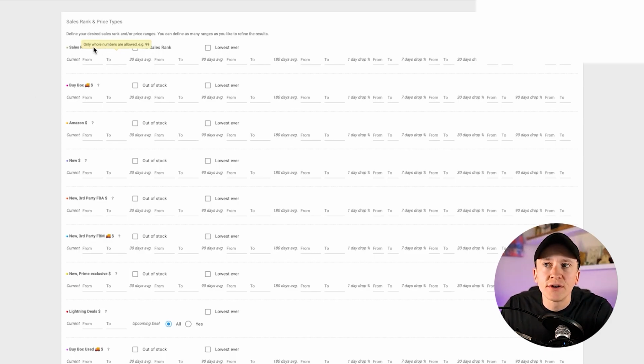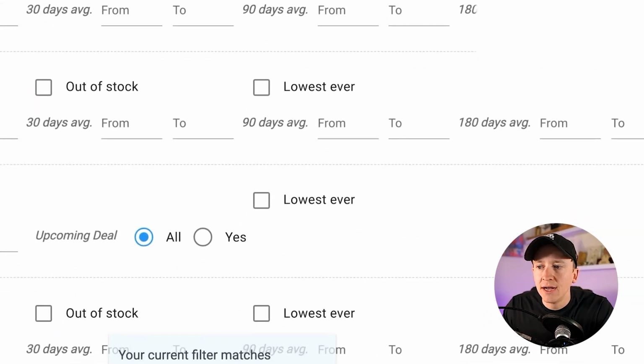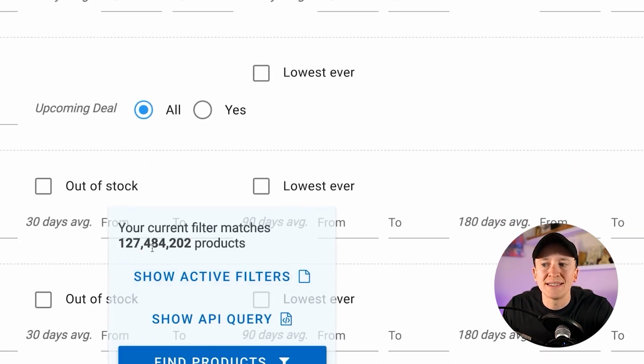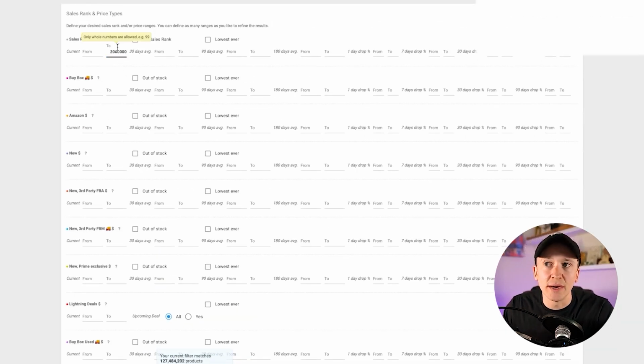Now, here is a very important one. This is the sales rank chart. If you're looking in a particular category, you're looking for particular products, you can actually search for any sales rank between a certain amount and upper limit. So if you just want to see everything that is underneath 200,000 of a sales rank, you can do that and it will pull back, and you can actually see down here your current filter matches 127 million products that are underneath a 200,000 sales rank currently.